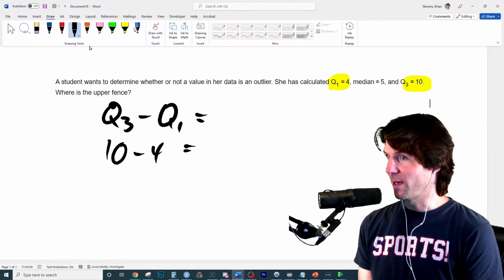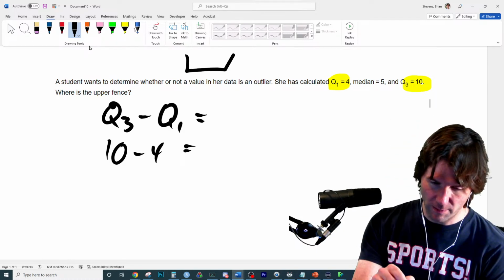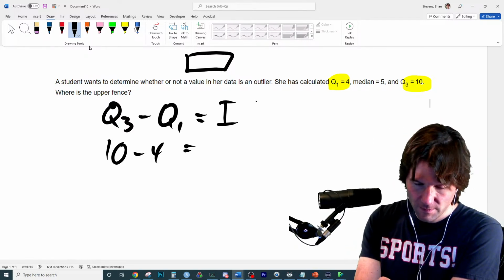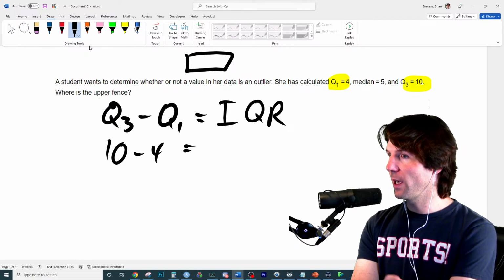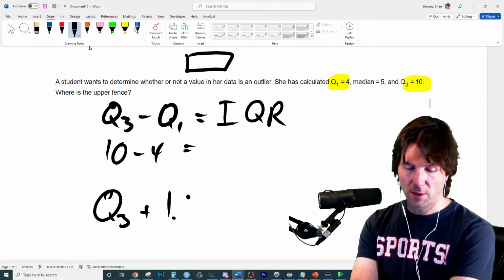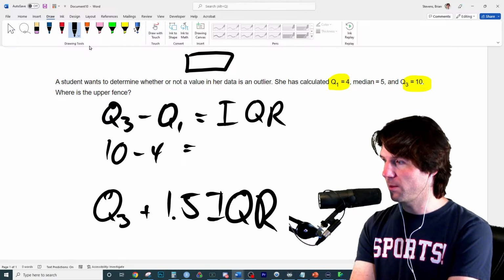So what is Q3 minus Q1? It's the 75th minus the 25th percentile. It's the box of the box plot. That finds the IQR right there. That's the IQR. So the IQR is important because we need to solve Q3 plus 1.5 IQR. Great job, Shaq, right there.